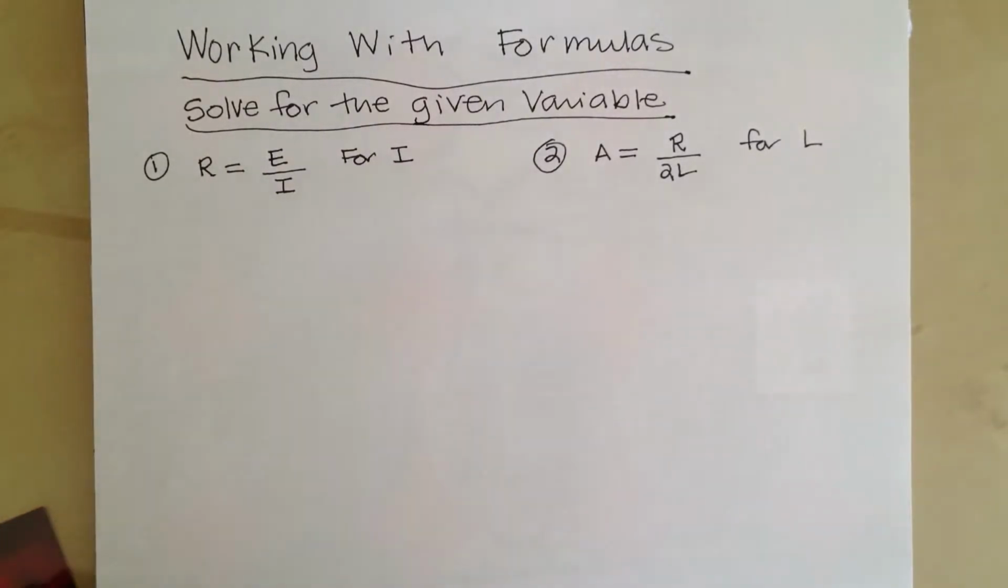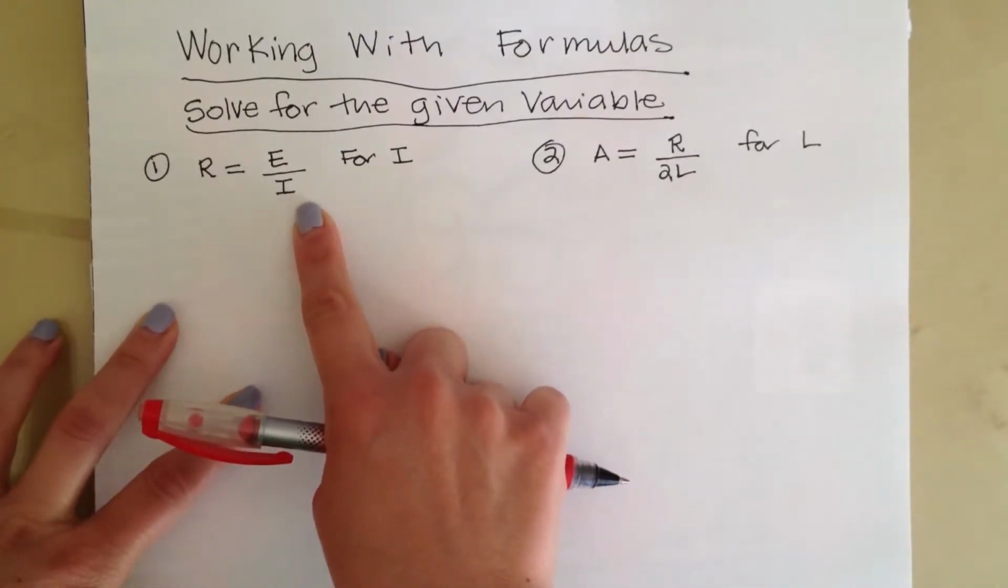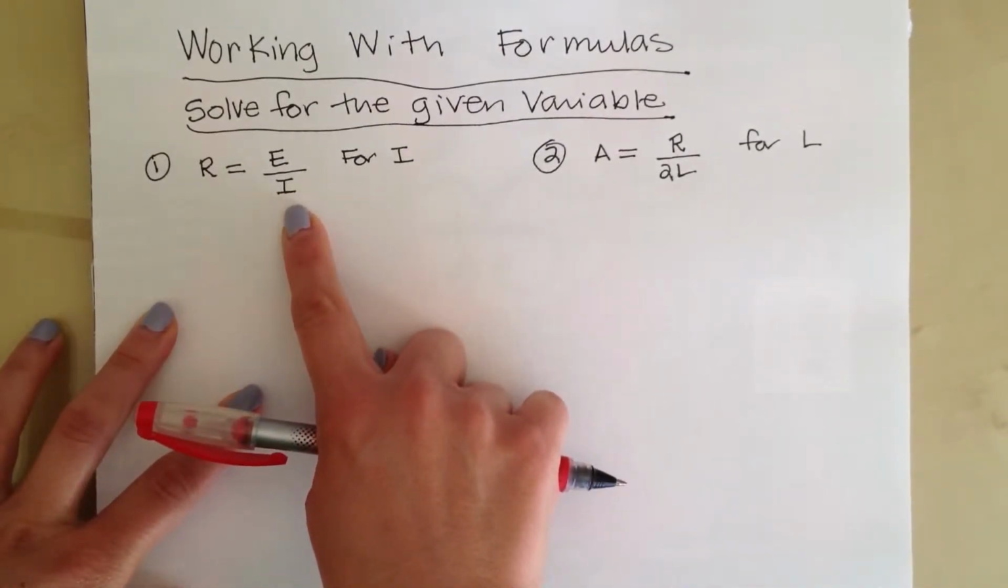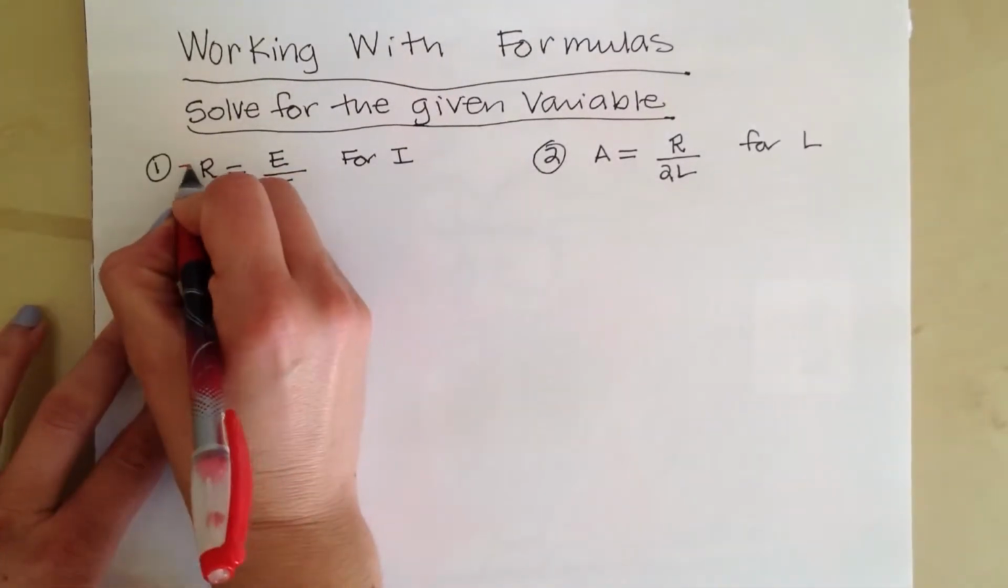If you have a fraction, for the most part, what we want to do is rewrite the equation so that we don't have any fractions. So for part 1, in order to get rid of our fraction here, what we need to do is multiply both sides by I. Let me show you. Looks like this.